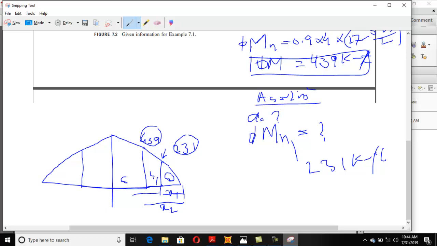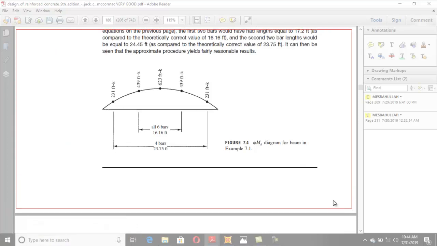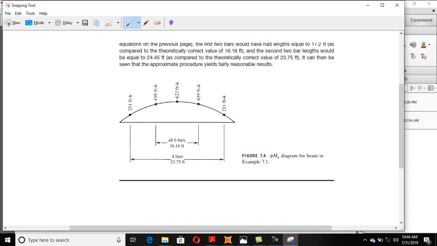If I draw the sketch, between these two points you have provided 6 bars. You have continued 6 bars: 1, 2, 3, 4, 5, 6. Between these two points you have to continue 6 bars. Beyond this point and this point, you will cut out these two bars, and you will continue these 4 bars: 1, 2, 3, 4. Clear? And up to this side is also okay.